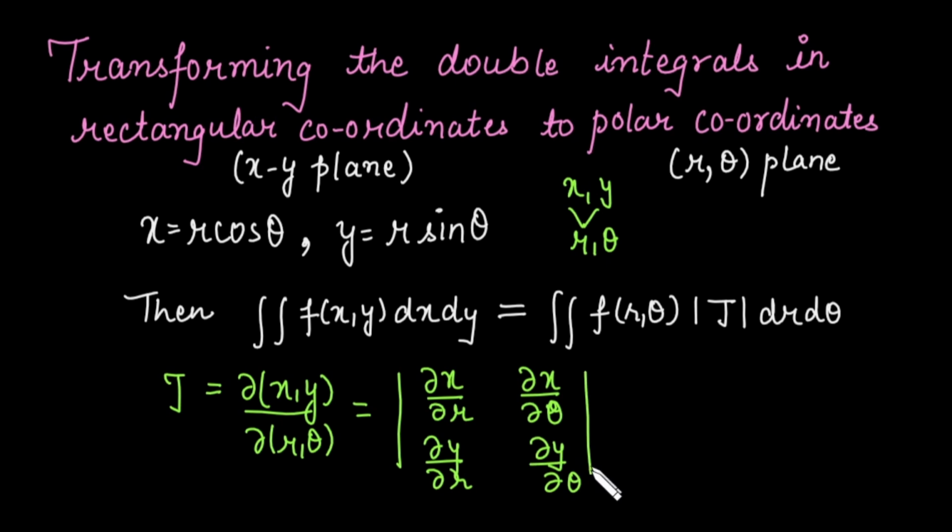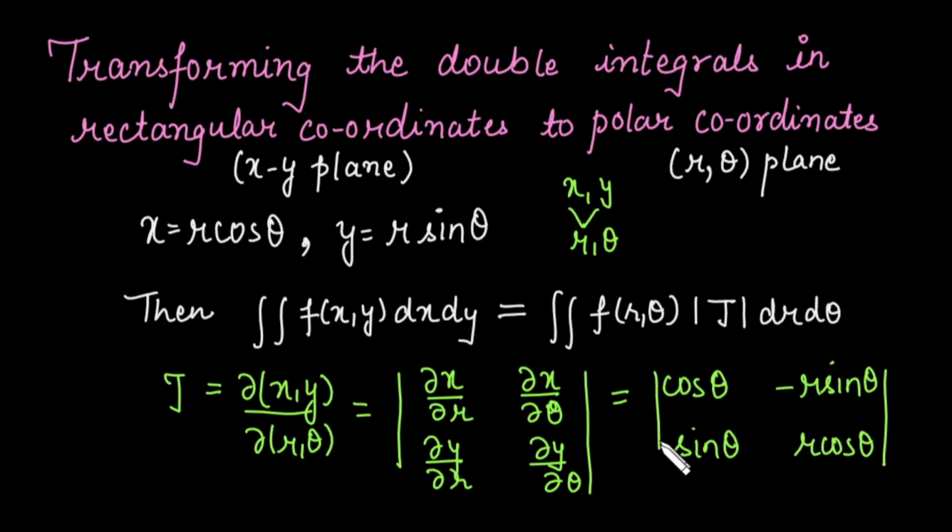x is r cos theta. What is its derivative with respect to r? That is cos theta. Partial derivative of x with respect to theta is minus r sin theta. Partial derivative of y with respect to r is sin theta. Partial derivative of y with respect to theta is r cos theta. Now take its determinant. This is equal to r.